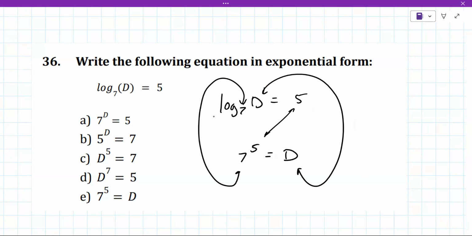How I remember is BXA and then BAX. So base 7, the exponent d5, in exponential form. However you want to remember it, these arrows go both ways for a reason because you can go back and forth between them.